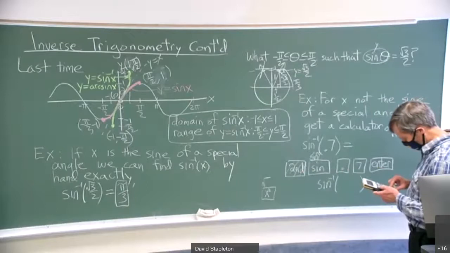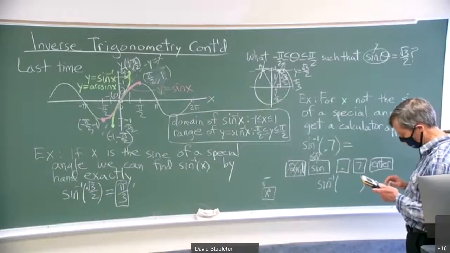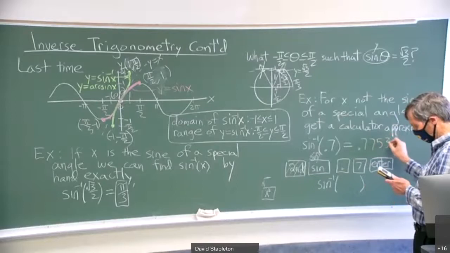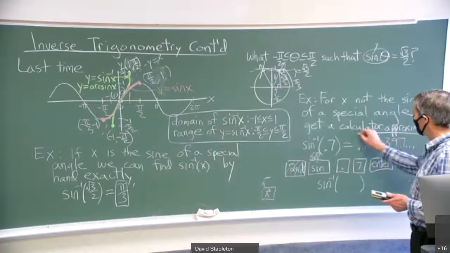Second sign, 0.7. Enter is 0.7753, and a bunch of other things, 97, blah, blah, blah. There in decimal form is a good approximation, right?